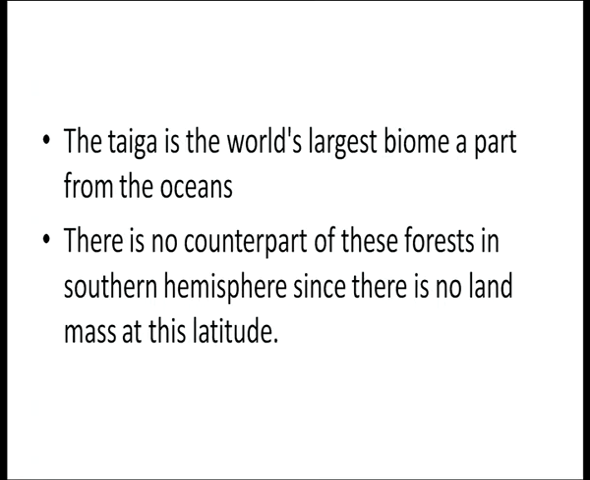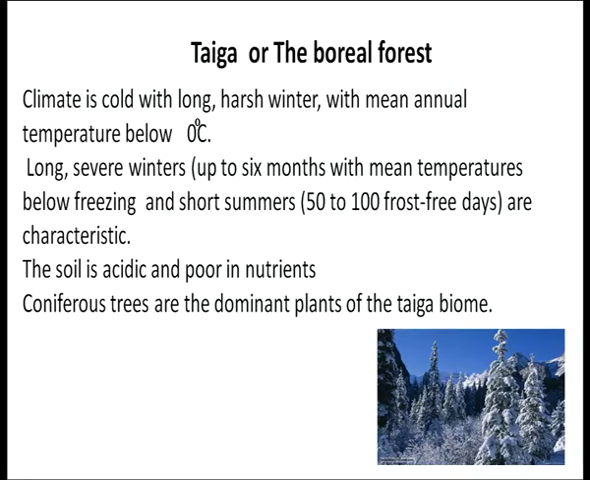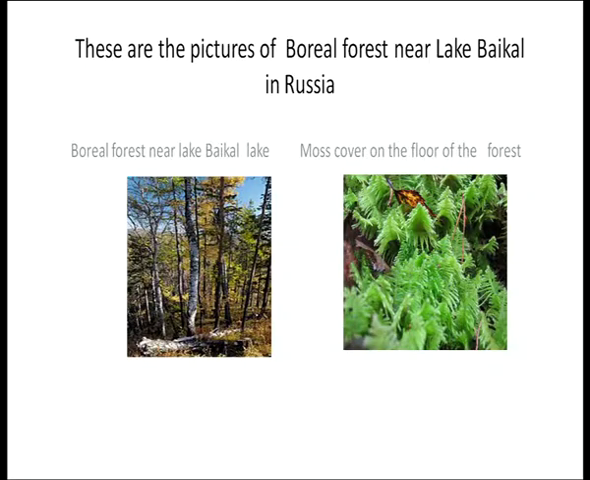The climate is cold with long harsh winters, and the mean annual temperature is below 0 degrees Celsius. Long severe winters of up to 6 months with a mean temperature below freezing and a short summer of 50 to 100 days are the characteristics of taiga. The soil is acidic and poor in nutrients. The coniferous trees are the dominant plants of the taiga biome. These are the plant species commonly found in these forests.